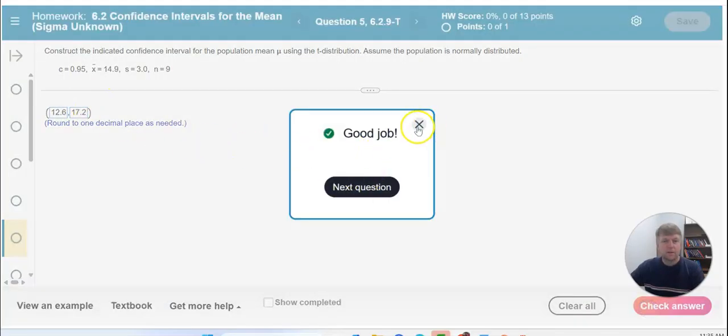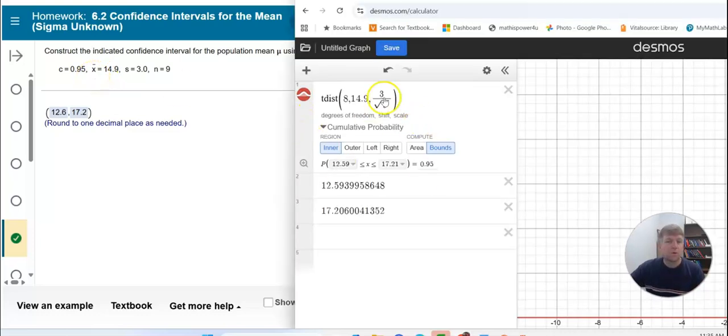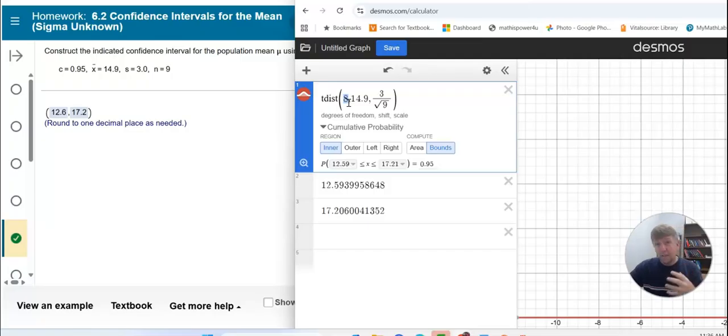Okay, that's good. So just to recap, these have been progressively building. We've been doing more and more to this t-distribution calculator. We started off, all we needed was the degrees of freedom, and we could find the critical value. Then we needed the margin of error. So we did the degrees of freedom.